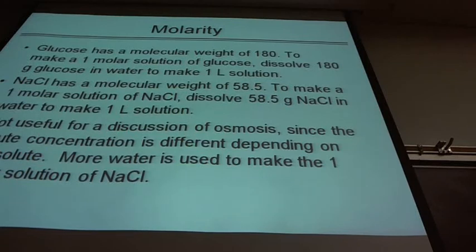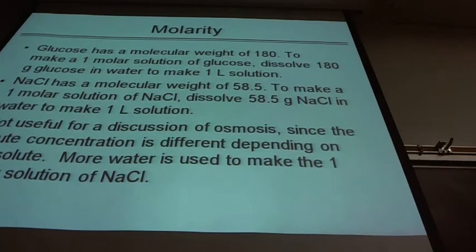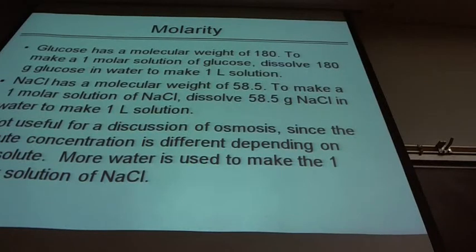Okay, glucose has a molecular weight of 180. To make a 1 molar solution of glucose, you dissolve 180 grams of glucose in water to make 1 liter of solution. Sodium chloride has a molecular weight of 58.5. To make a 1 molar solution, you dissolve 58.5 grams to make 1 liter of solution.